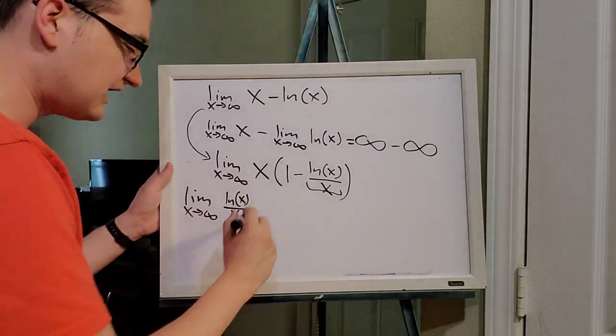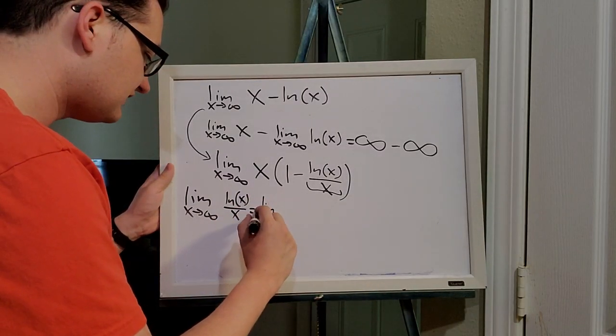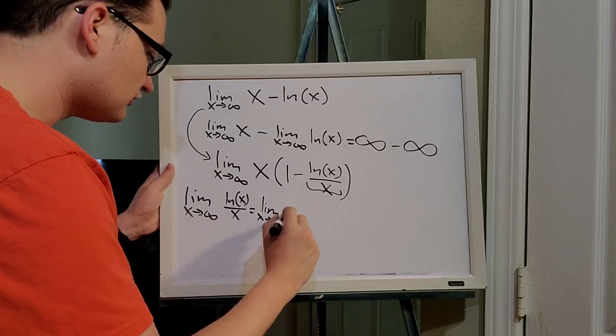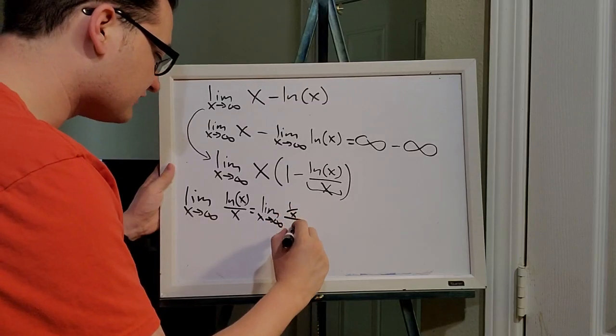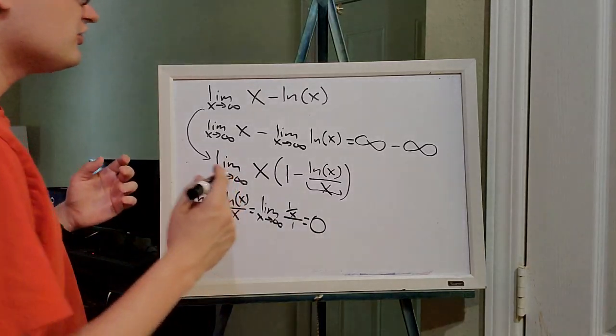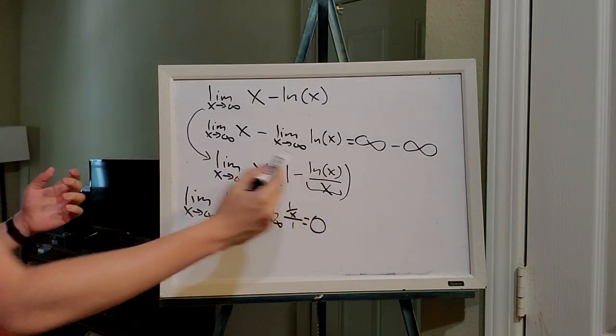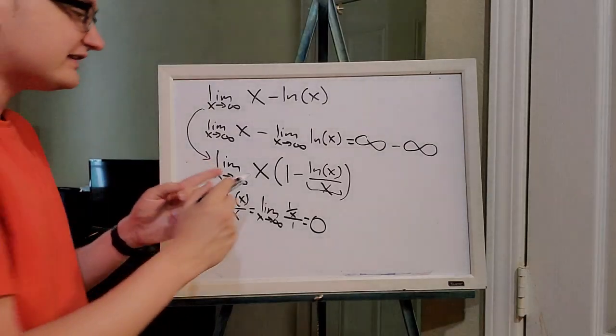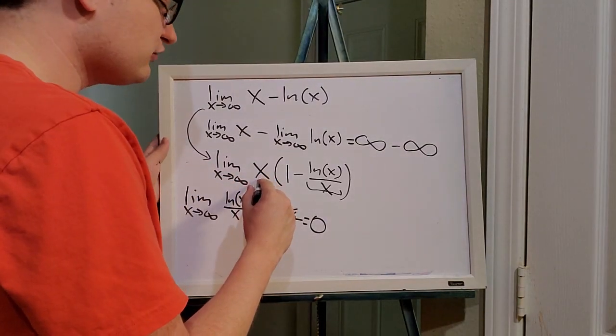Natural log of x over x, we take a derivative. So we get 1 over x divided by 1. Long story short, this goes to 0. So what does this function go to as x goes to infinity? This x term goes to infinity.